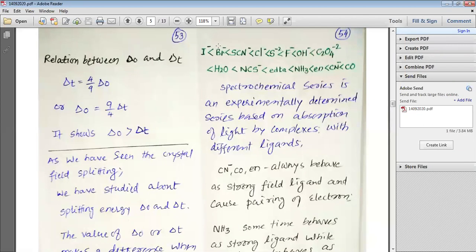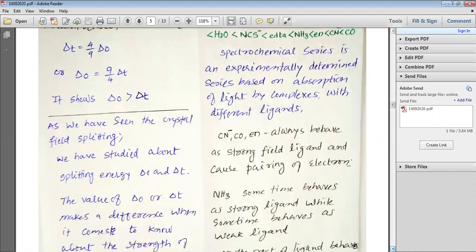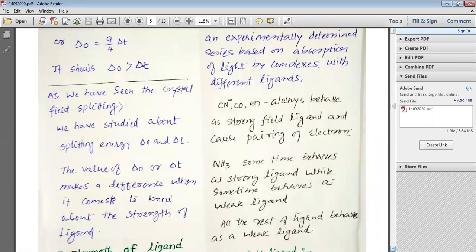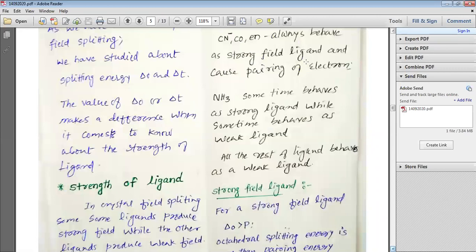The spectrochemical series is an experimentally determined series based on the absorption of light by the complexes with different ligands. CN minus, CO and en always behave as strong field ligands and cause pairing. NH3 sometimes behaves as a strong ligand and sometimes behaves as a weak ligand.